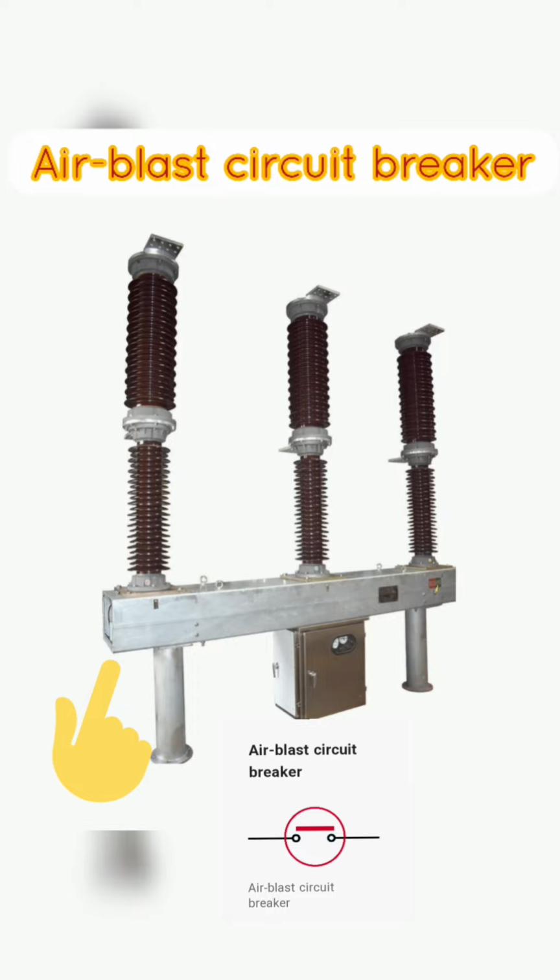When a fault occurs in the circuit, the contacts of the circuit breaker are opened, and a high-pressure blast of compressed air is released from the air nozzle, extinguishing the arc that forms between the contacts. Air blast circuit breakers are typically used in high-voltage substations and are designed to withstand high levels of electrical stress. They are known for their fast operating times, high reliability, and low maintenance requirements.